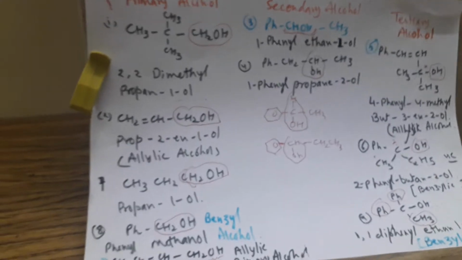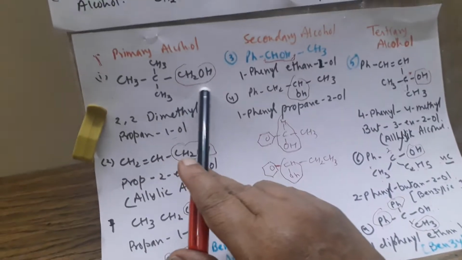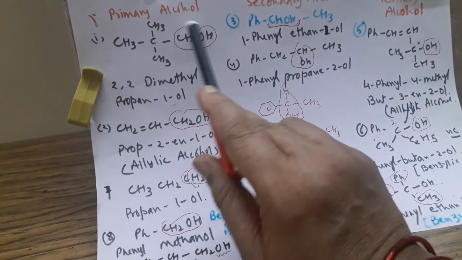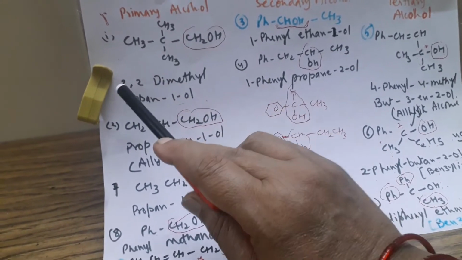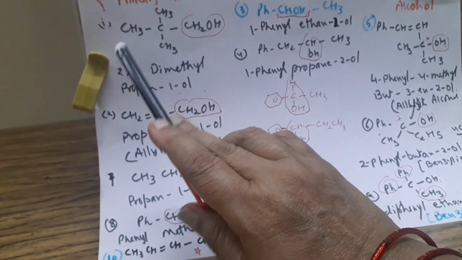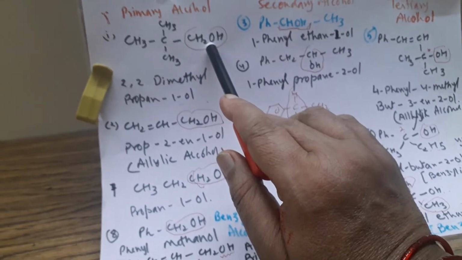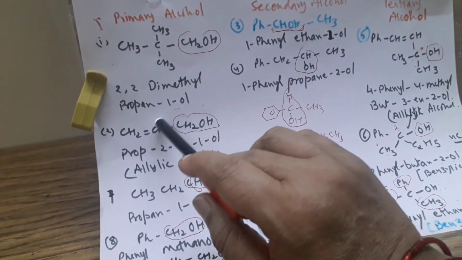Now we'll go for primary alcohol, secondary alcohol and tertiary alcohol. We have discussed this in IUPAC naming also. CH3C, CH3CH2OH. What is the IUPAC naming of this? 1, 2, 3. 3 carbons means prop, and 2 methyl groups are present on the second carbon, so we'll call it 2,2-dimethylpropan-1-ol. The OH group is on the first carbon, so propan-1-ol. Clear?